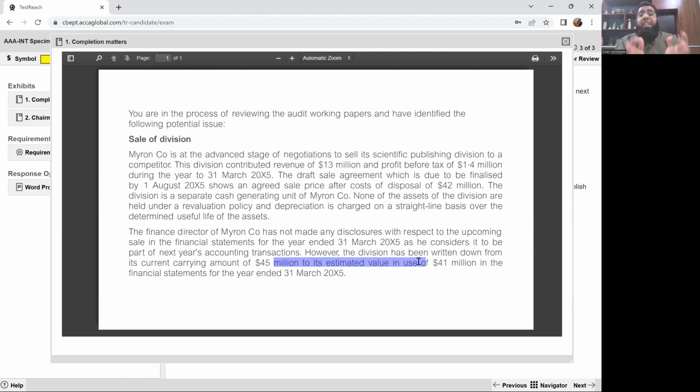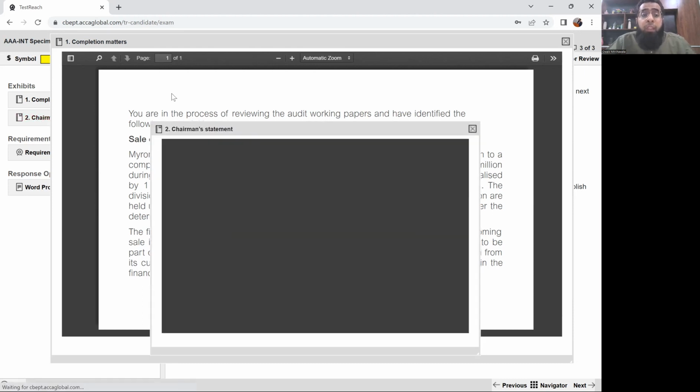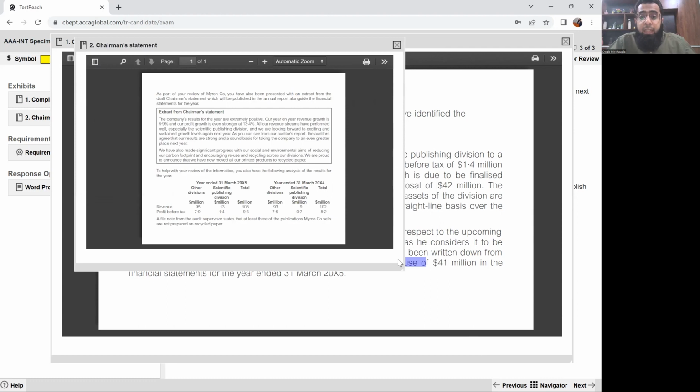Okay, so sale of division. It is a simple concept of IFRS 5, held for sale and discontinued operations. Okay, let's read further. Exhibit 2, Chairman Statement. Okay, let's look at it.